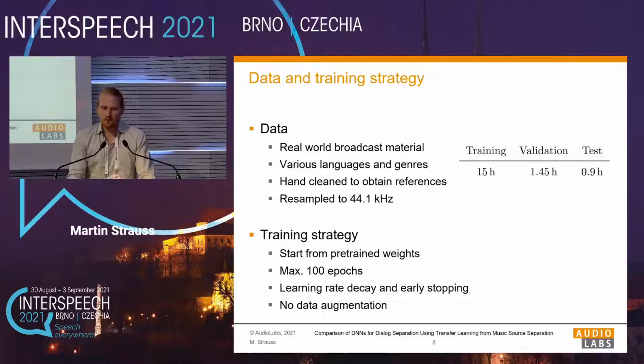We started with the pre-trained weights for the networks that were supposed to separate vocals in music, and selected a maximum number of epochs of 100, as well as introducing a learning rate decay and early stopping to avoid overfitting of the networks. As a further step, we switched off all data augmentation methods since they varied quite a lot between the methods, and we wanted to minimize the effect of those.